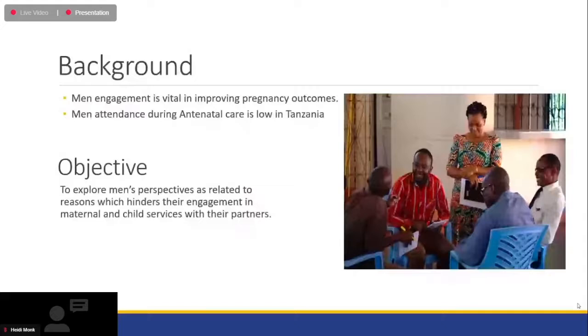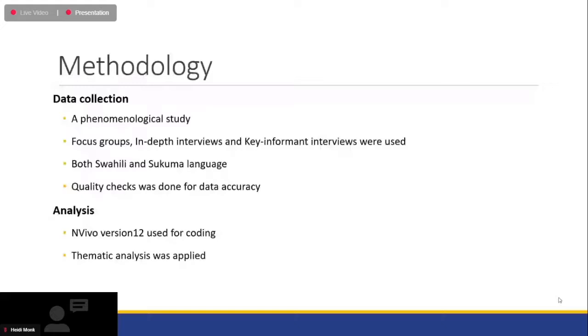So we decided to go back to the drawing board and see what the hindering blocks are for these men to participate in maternal and child health care in Tanzania. We did a number of focus group discussions, in Swahili and the native language, to understand from these men.